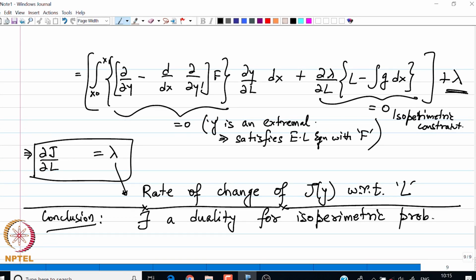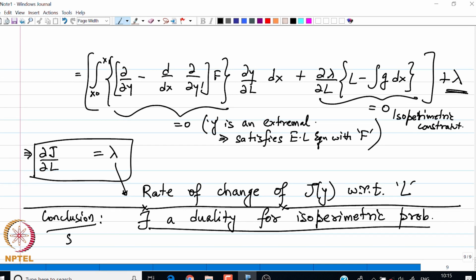There exists a duality for the isoperimetric problem. What this means is that we are trying to extremize J subject to I. Let us say we are trying to minimize J with I as the constraint. This is also equivalent to saying that we are trying to maximize I subject to J as the constraint. So, we can flip the roles of I and J for the isoperimetric problem. To see this, note the following.